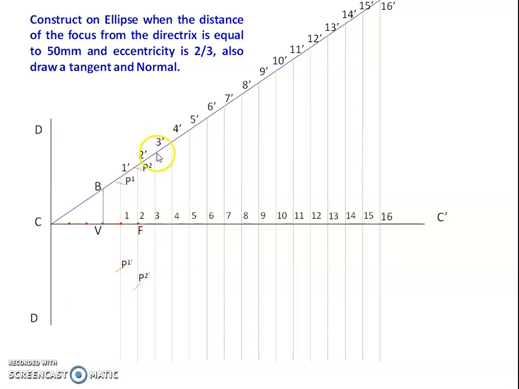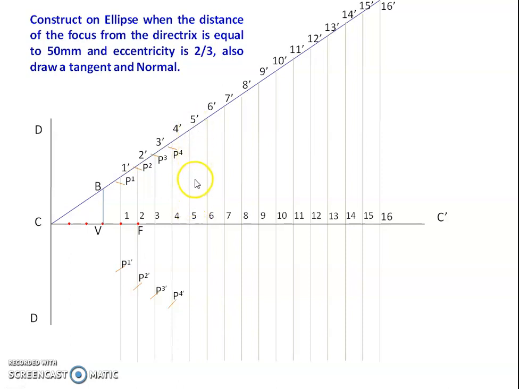Then take the distance 3 to 3 dash, with F as the center, and make an arc above and below the axis, marking P3 and P3 dash. Similarly, take the distance 4 to 4 dash, with F as the center, make arcs above and below the axis, and mark P4 and P4 dash.